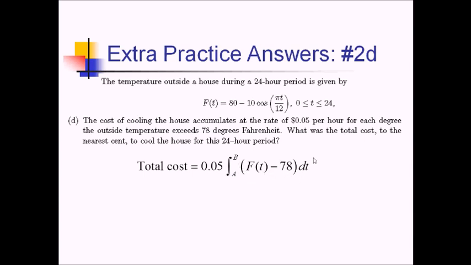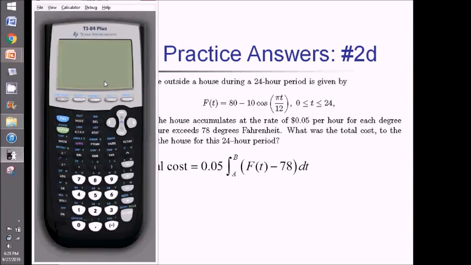So all I have to do now is go on the calculator and plug this in. So I'm going to have 0.05 times an integral, so math 9. And I'm going to do alpha a for the lower limit, and then I'm going to do alpha b for that upper limit. Inside, I already stored my f of t as y1, so I'm going to do alpha trace y1 minus 78 to add all those up, and I'll put a dx over here. And let's see what it comes out to. So they wanted this rounded to the nearest cent, so this would be $5, and let's see, this goes up to a 10, so $5.10.